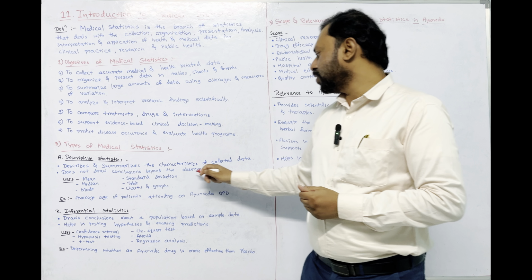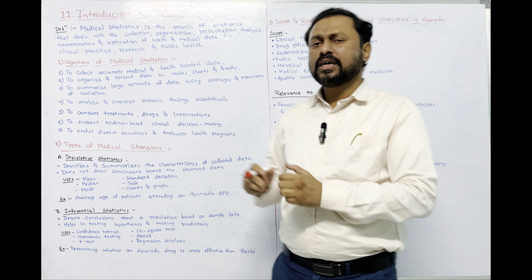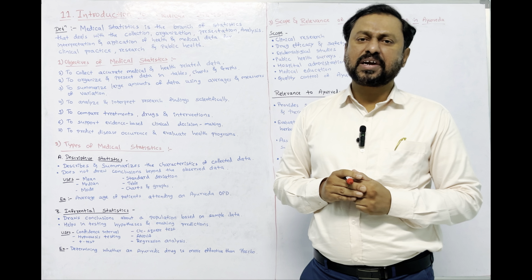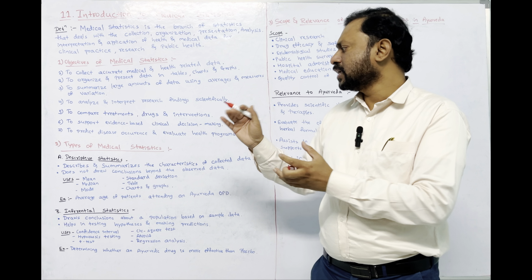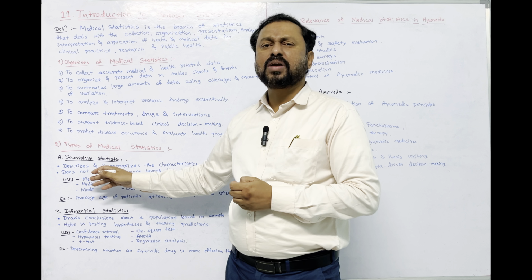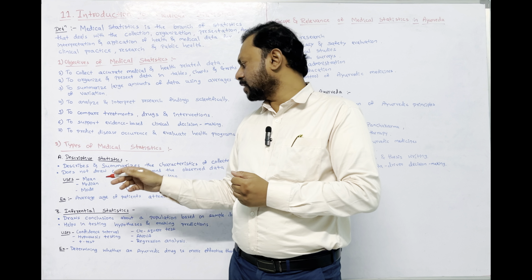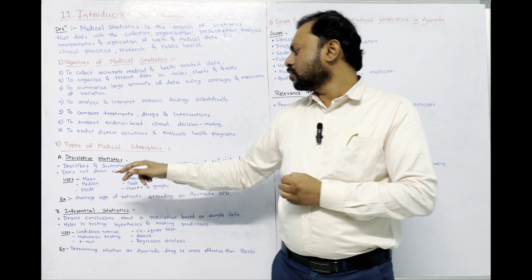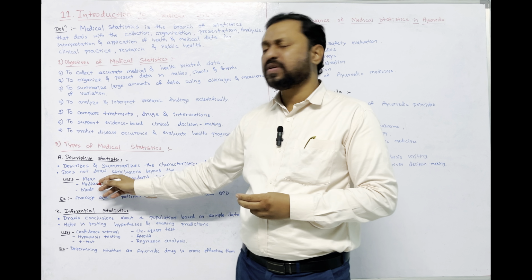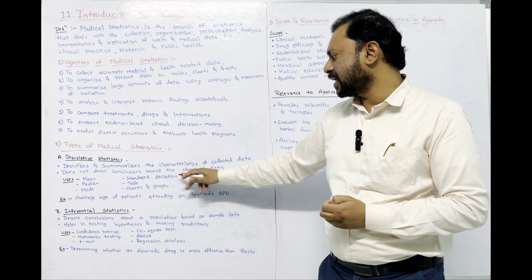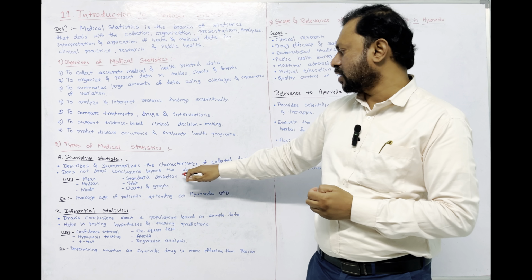It does not draw conclusions beyond the observed data. It means whatever data is there, only that much we explain. Mainly in this category come the mean, median, mode, standard deviation, tables, charts and graphs. First, the mean is the total of the items divided by the number of items. Median is the middle value, and mode is the value that repeatedly occurs, the frequency. We will study these in detail in the next classes. The next one, standard deviation, shows how much the data is dispersed from the middle, and we will study that in the standard deviation topic.